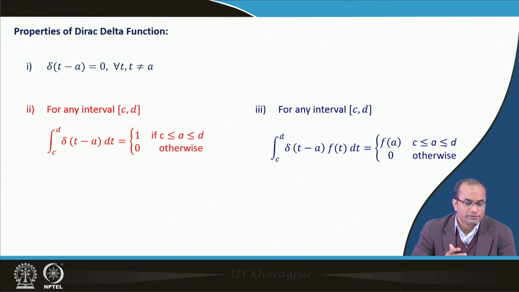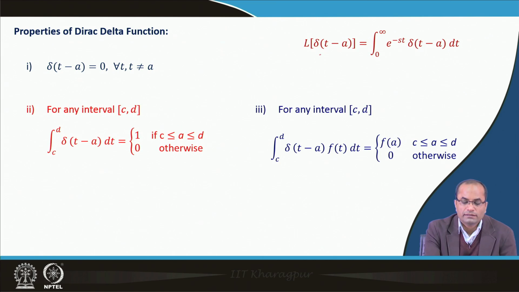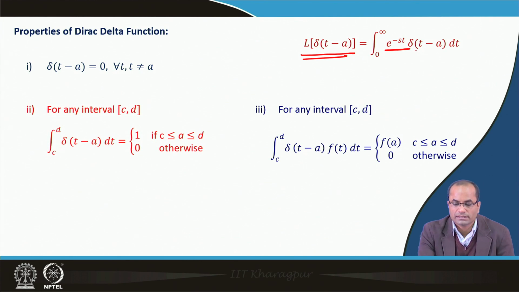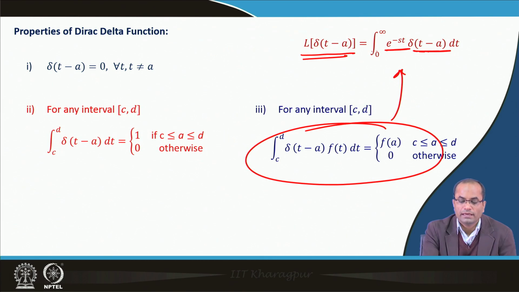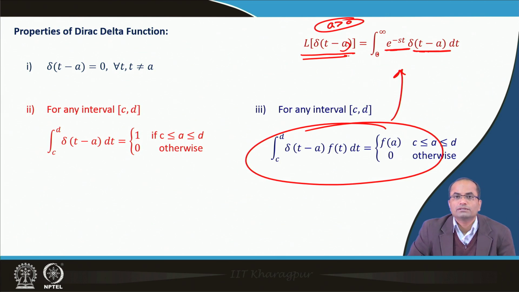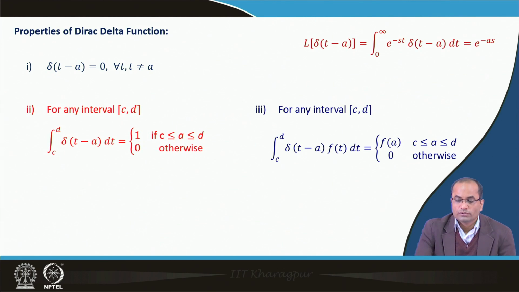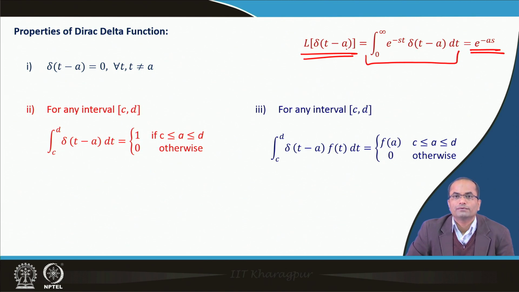Having these properties of the Dirac delta function, we can now directly apply them to the Laplace transform of delta(t minus a). As per the definition, we have the integral of e to the power minus st times delta(t minus a) dt. Since t goes from 0 to infinity, and a is certainly positive, a lies in this interval of integration, and the value of the integral is just the value of the function e to the power minus st at t equal to a. That means e to the power minus as, which is the Laplace transform of the Dirac delta function.